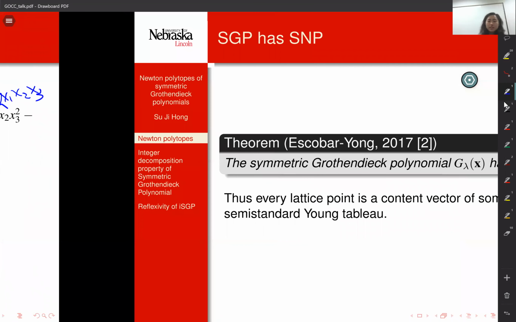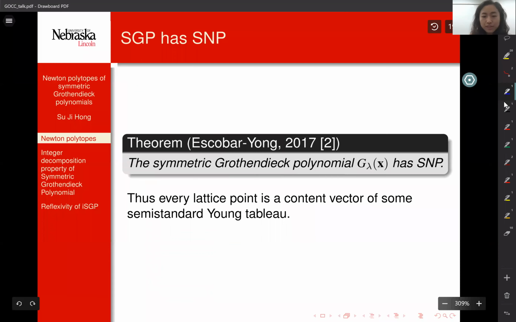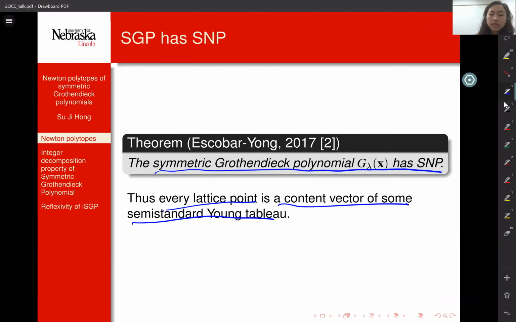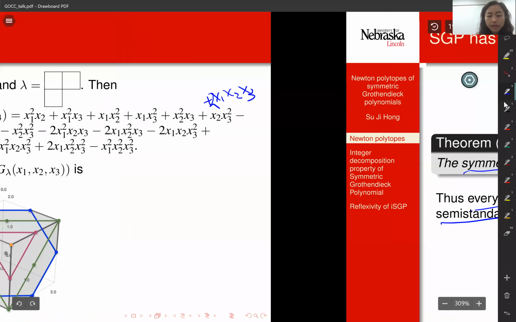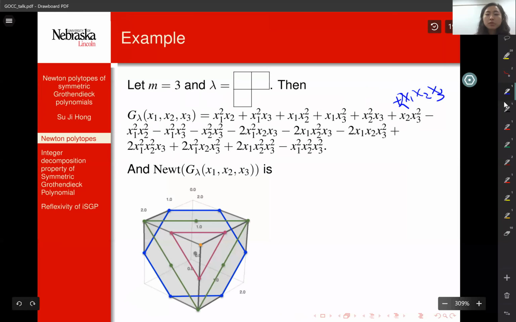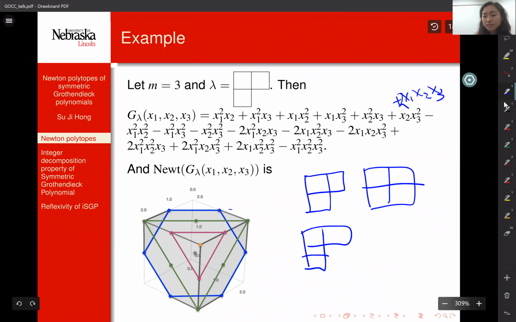Okay. So Escobar and Young proved that the symmetric Grothendieck polynomial has the saturated Newton polytope, which means that every lattice point is going to be a content vector of some semi-standard Young tableau. That just means that any lattice point on this Newton polytope is going to correspond to some shape of this, and some fillings on this.